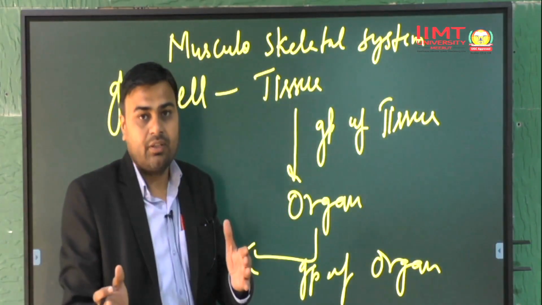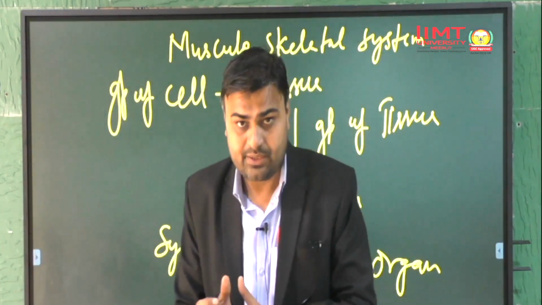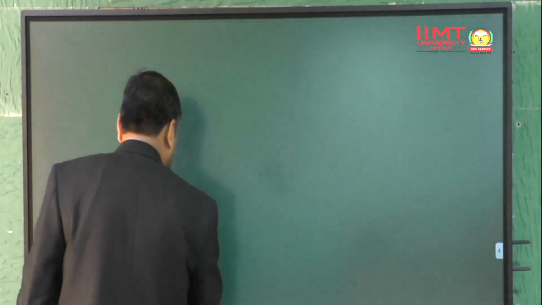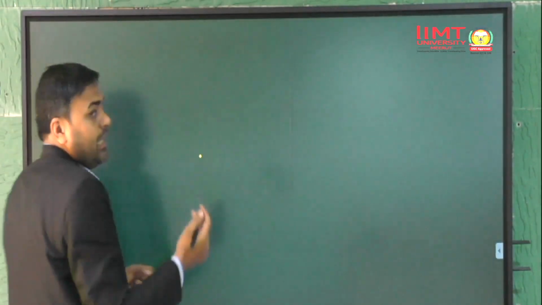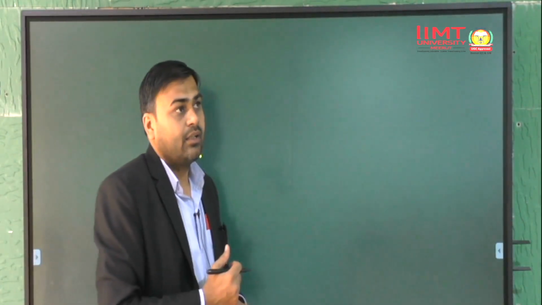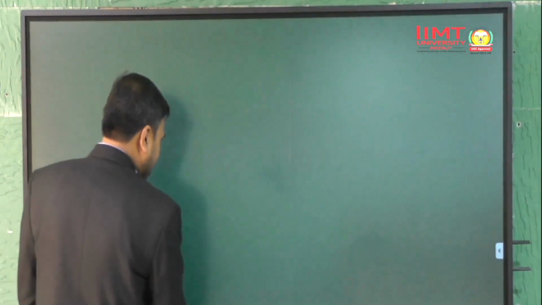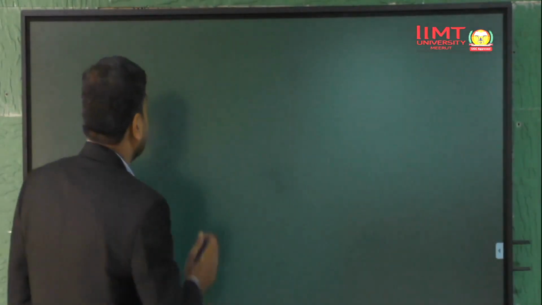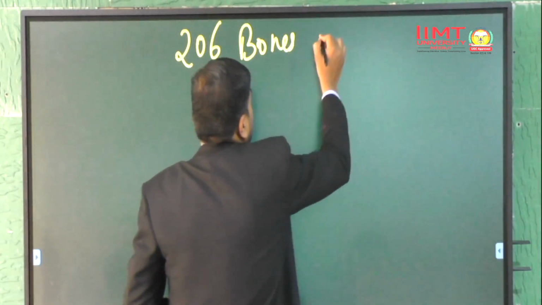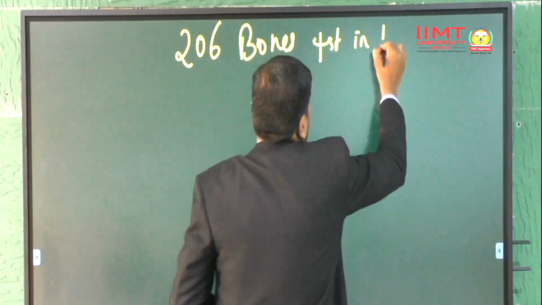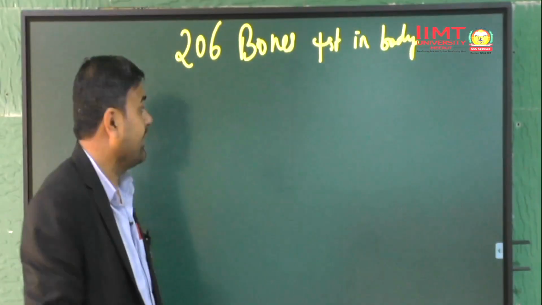It is made up of all types of bone and all types of muscle present in our body. Today I am talking about bones. A bone is a rigid structure in our body. There are 206 bones present in our body in different places.